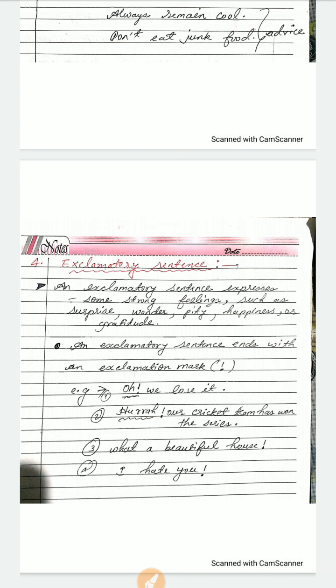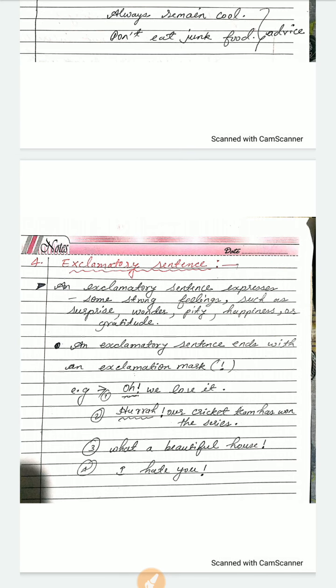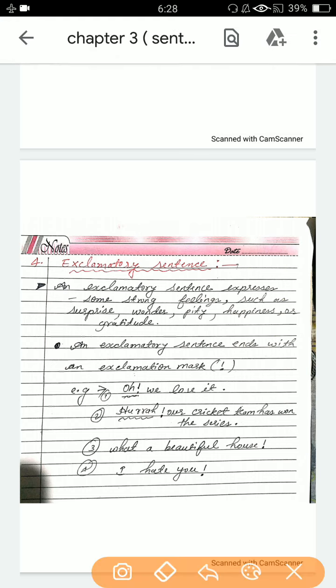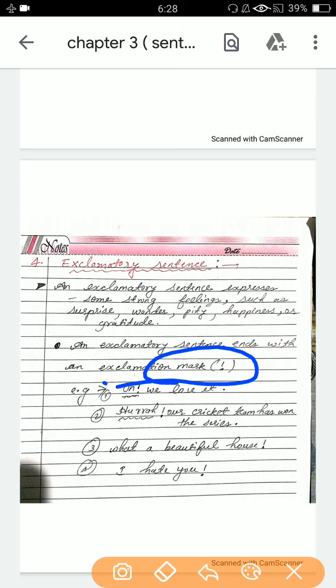The fourth is the exclamatory sentence. So what is an exclamatory sentence? An exclamatory sentence expresses some strong feelings such as surprise, wonder, pity, happiness, or gratitude. Exclamatory sentences are those sentences which express strong feelings. When you have a strong feeling or when you want to express happiness or gratitude, we make use of exclamatory sentences. An exclamatory sentence usually ends with an exclamation mark.